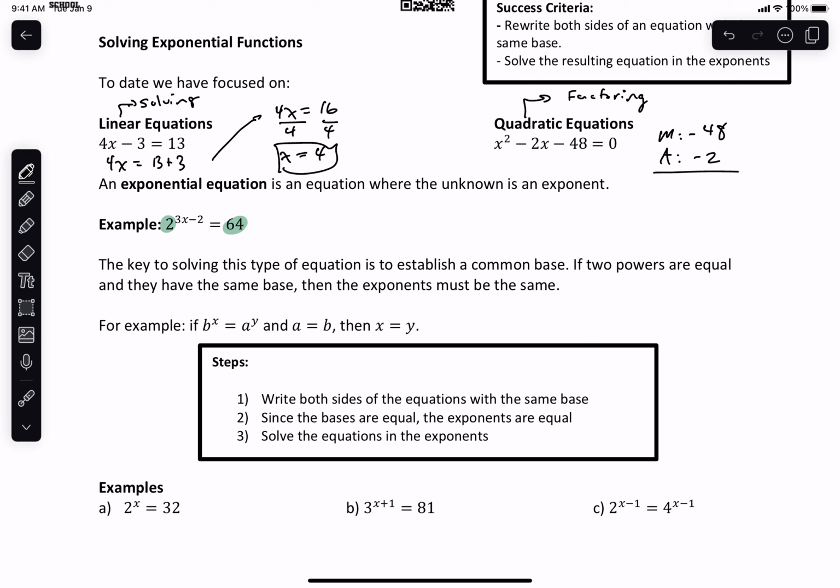So again, the exponential equation is an equation where the unknown is in the exponent. For example, you can see you have 2 to the power of 3x minus 2. So that x is now up in the exponent, which makes things a little bit trickier. The key to solving this type of equation is to establish a common base. That's like the two green components in the question. You have to make those match.